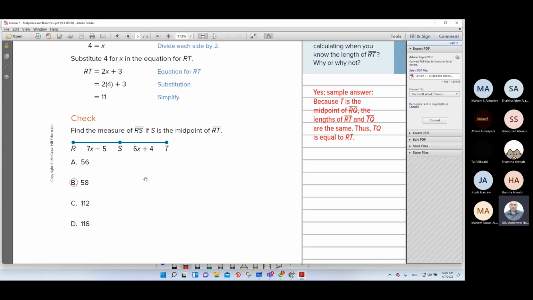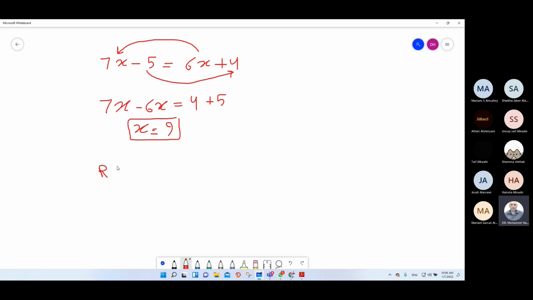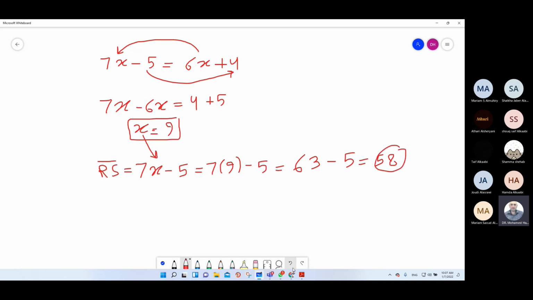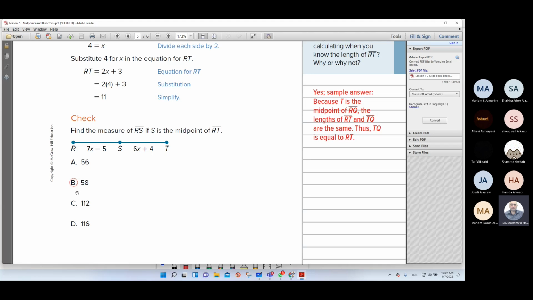And we want to find the measure of RS, this segment. What is the value of RS? 7x minus 5. So RS equal 7x minus 5. Then substitute the value of x. 7 times the value of x, 9, minus 5. So 7 times 9 will be 63 minus 5 will be 58. So we have 4 choices. The correct one will be number B, 58. Who has any question about this idea?